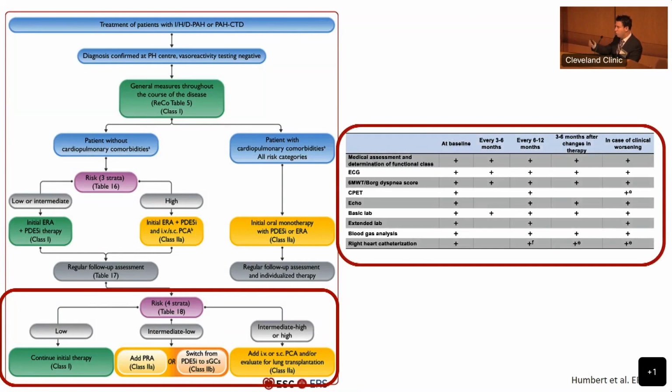So this is just a generalized template. You want to get echoes maybe every 6 to 12 months, 6-minute walk test and BNP every 3 to 6 months. And again, every visit, when I see these patients, you risk stratify them, and this really judges how you're going to manage them.